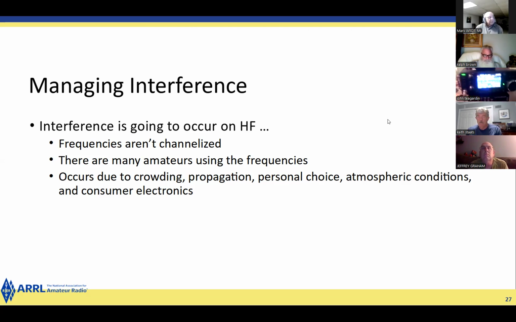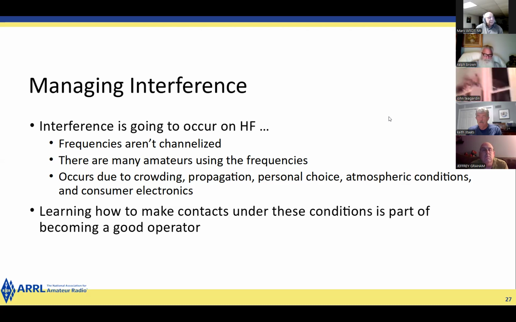But we have to deal with it. Learning how to make contacts under these conditions is part of what we do. If you want to be an amateur radio operator, you learn how to deal with it, and it's a constant battle.